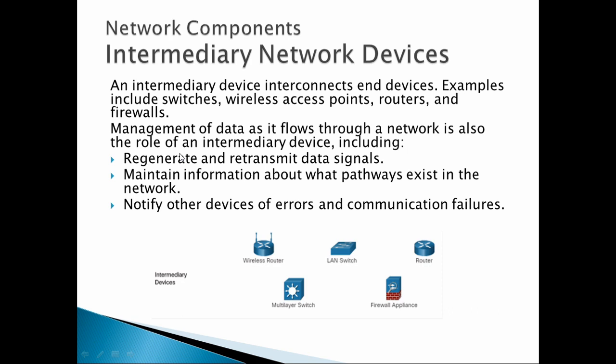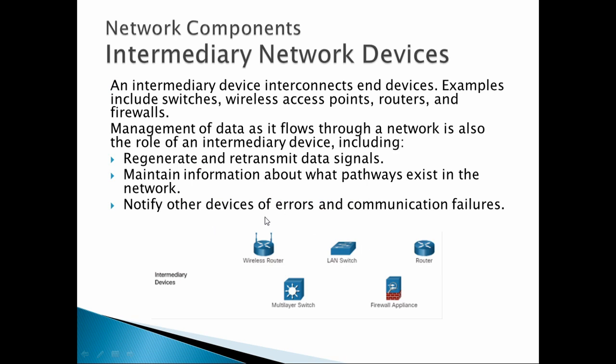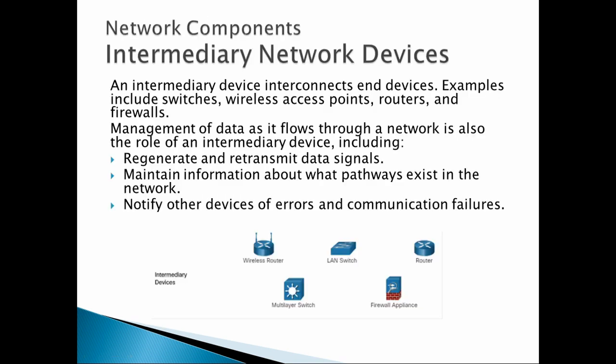So for example, suppose from these four routers, one router stops working. This information is given to all these three routers so that they know they shouldn't send the message to this path because this router is now not working. So now they have only two paths to send the information. So they notify other devices of error and communication failures, and also maintain information about what pathways exist in the network, because now only two pathways exist and these routers should know about that.